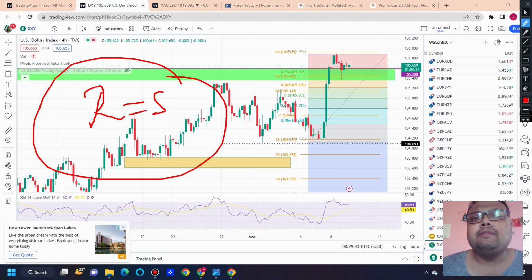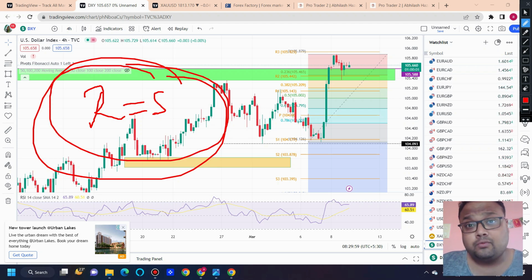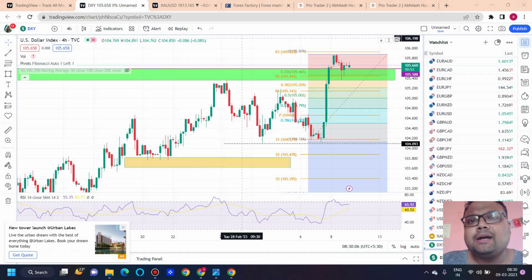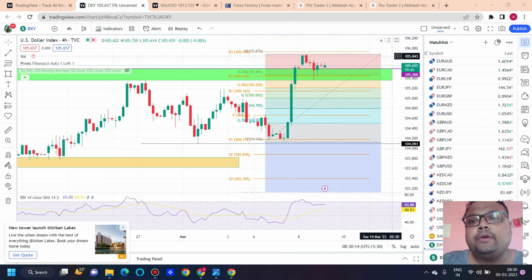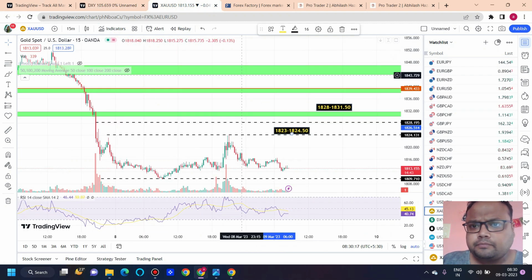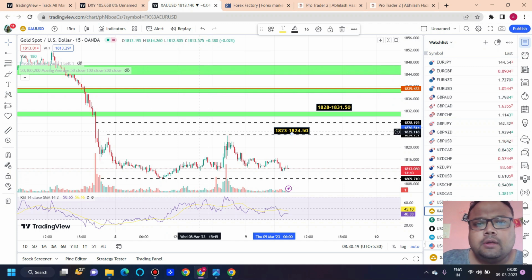NFP is a big market event, which is tomorrow. As a result, market is mostly silent, and there's a high possibility that market will remain like this till tomorrow. So you can expect the market to respect the support of 105.40 to 105.50. In case during the US session market shows extreme volatility, then that's a different chapter. But if the market remains like this, then you can expect the market to trade within this range only.